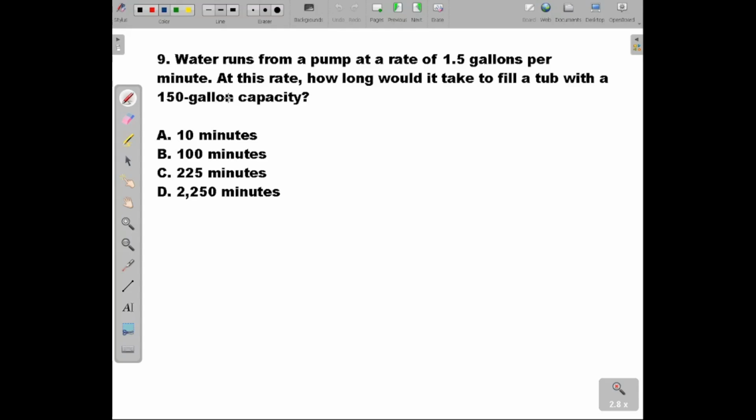Number 9. Water runs from a pump at a rate of 1.5 gallons per minute. At this rate, how long would it take to fill a tub with a 150 gallon capacity? So we want to know how many minutes it will take to fill this 150 gallon capacity. And we can use the rule of 3. We have gallons and the minutes, what we want to find.